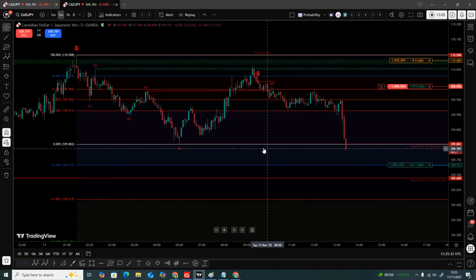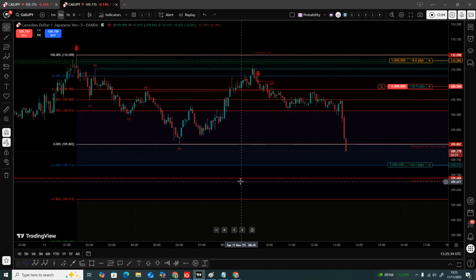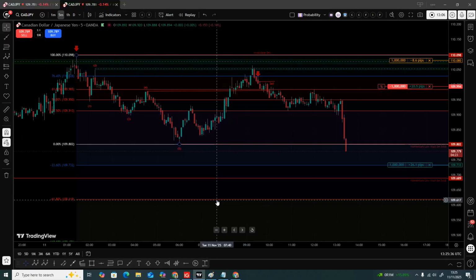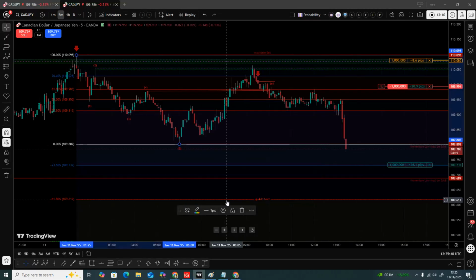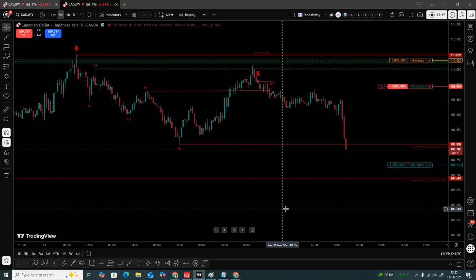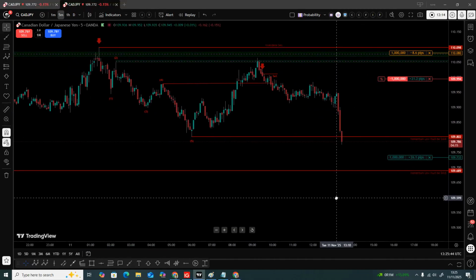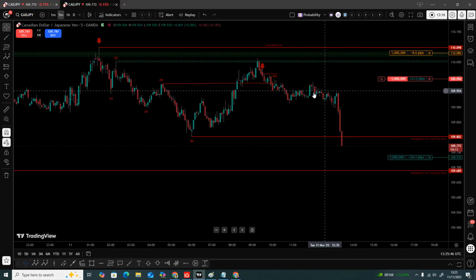Okay, price is breaking the momentum low. We can remove the Fibonacci now. You can see the next level is the target. And this is when you say to yourself, well done for holding on to this trade.